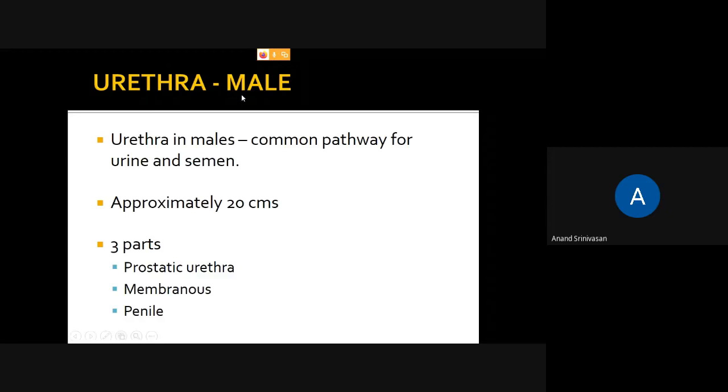So the urethra in males, what are the functions and what are the differences? In males, urethra is the common pathway both for urine and semen. So both the urine and the semen will be passing through the urethra. It's approximately 20 centimeters in length and can be divided into three parts: prostatic urethra, membranous urethra, and penile urethra. So three parts.